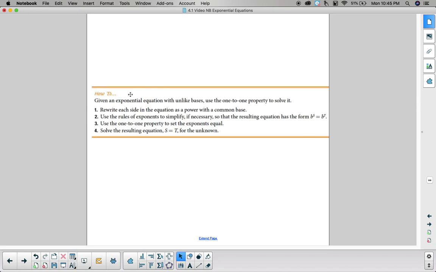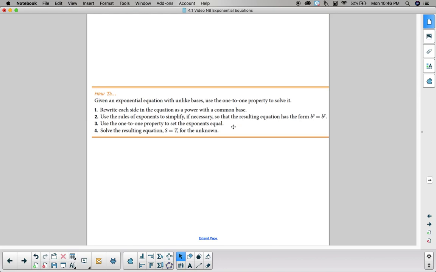Here is a how-to. If you want to write these down, if you're that kind of a person, go ahead and write down how to solve an exponential equation algebraically. Given an exponential equation with unlike bases, use the one-to-one property to solve it. Rewrite each side of the equation as a power with a common base. Use the rules of exponents to simplify if necessary so that the resulting equation has the form b to the s equals b to the t.